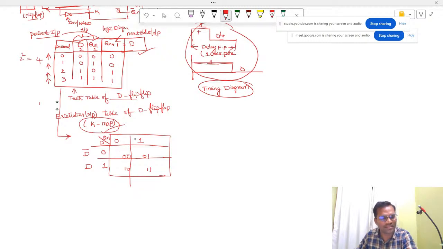Write down 0 here, write down 1 here. So 0 0 0, 0 1 1, 1 0 2, 1 1 3. So here you're going to have 0 1 2 3. So four combinations we had got.